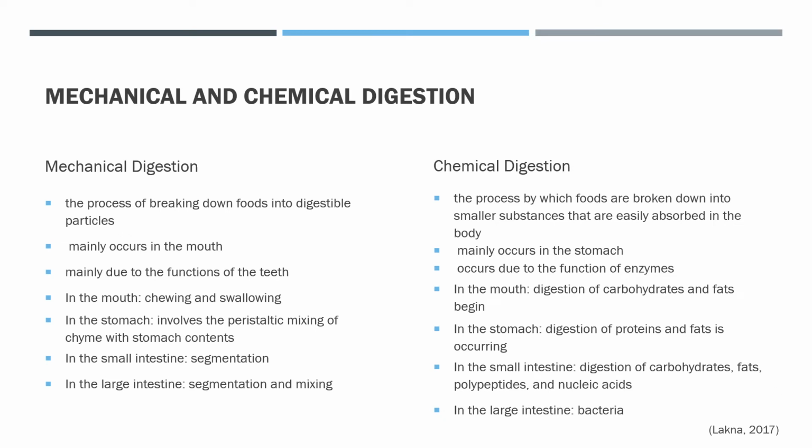In the mouth, mechanical digestion includes chewing and swallowing, while the chemical digestion of carbohydrates and fats begins. In the stomach, mechanical digestion involves the peristaltic mixing of chyme with stomach contents. Chemical digestion of proteins and fats is occurring. In the small intestine, mechanical digestion is occurring due to segmentation, while there is further chemical digestion of carbohydrates, fats, polypeptides, and nucleic acids. In the large intestine, there is mechanical digestion occurring due to segmentation and mixing, while the only chemical digestion occurring is by bacteria.